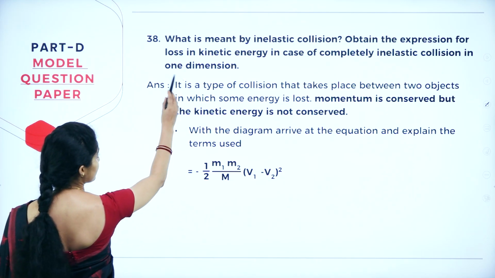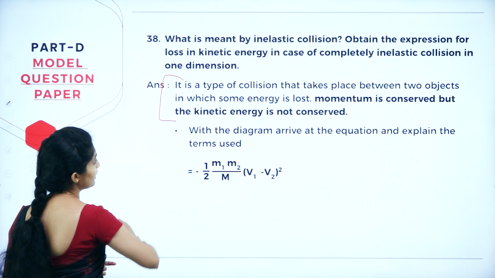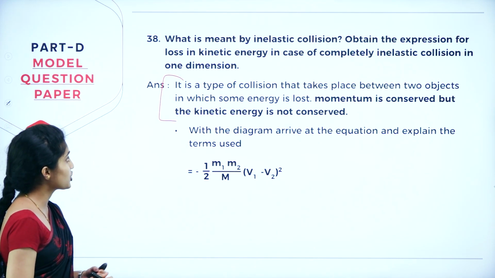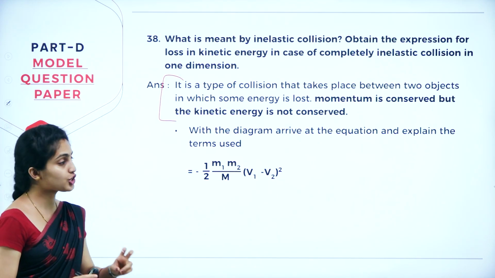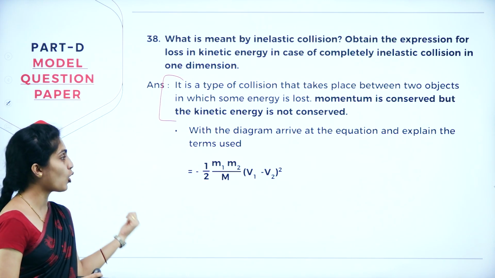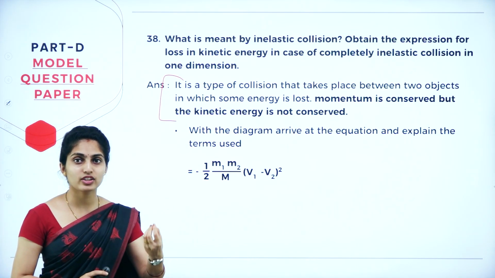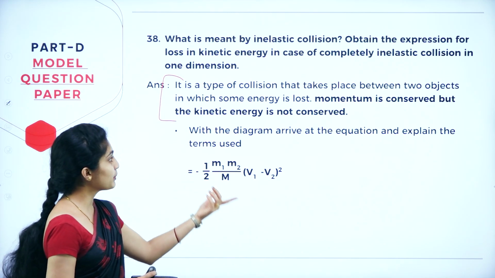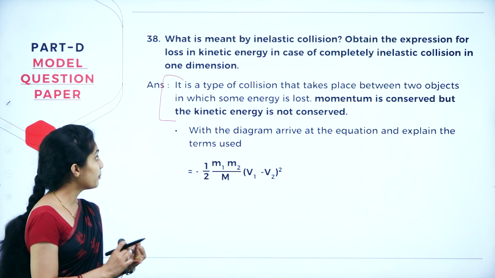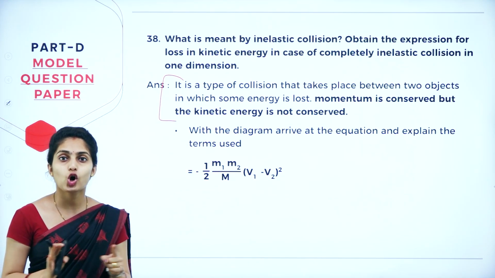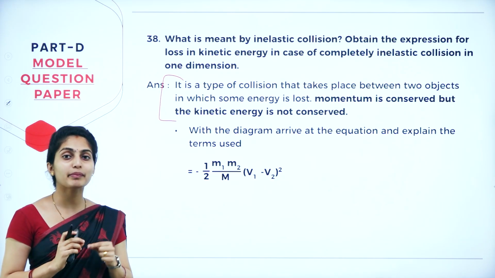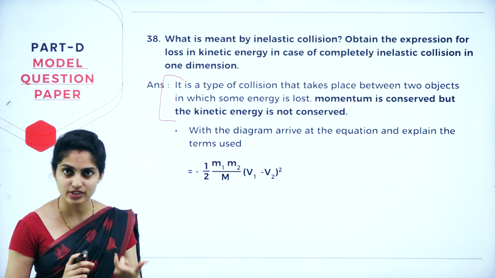Inelastic collision, that is, it is a type of collision which takes place between 2 objects in which some energy is said to be lost. That means momentum is conserved but kinetic energy is not conserved, okay. That should be the main part of this inelastic collision statement.